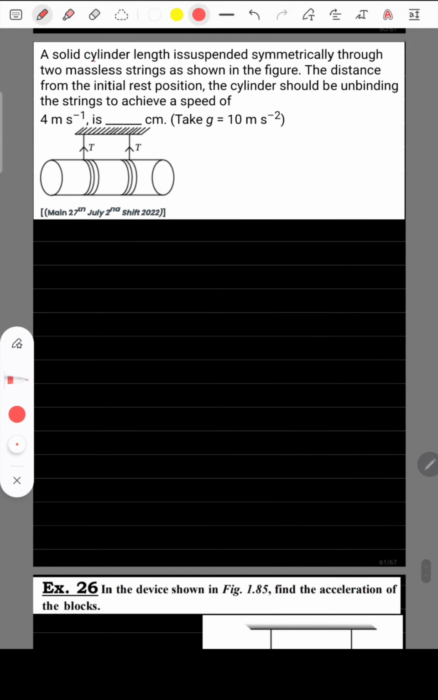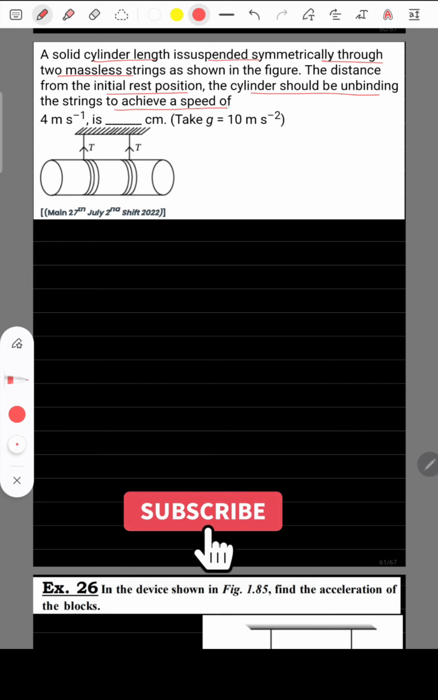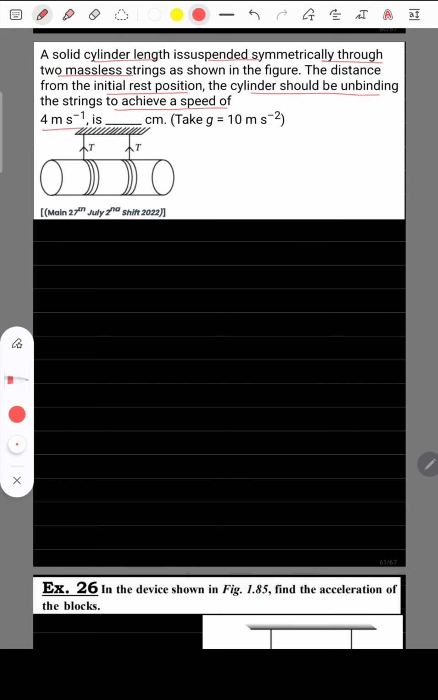In this, a solid cylinder is suspended symmetrically through two massless strings. What is the distance from the initial rest point the cylinder should fall while unwinding the strings to achieve a speed of 4 meter per second? In simple words, how much height will this solid cylinder have gone down when the velocity reaches 4 meter per second?